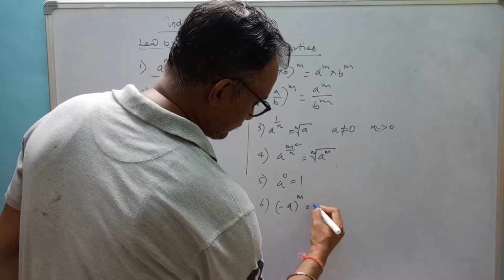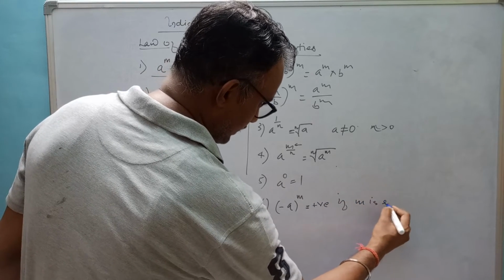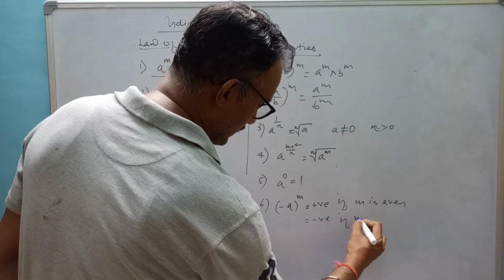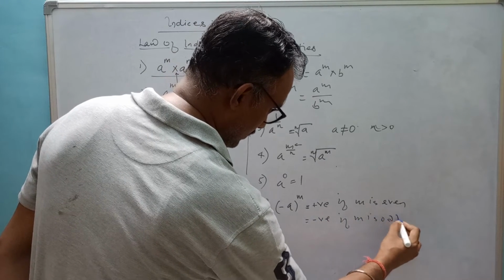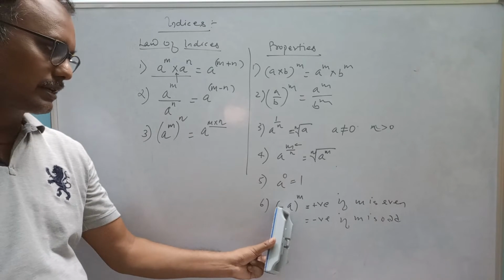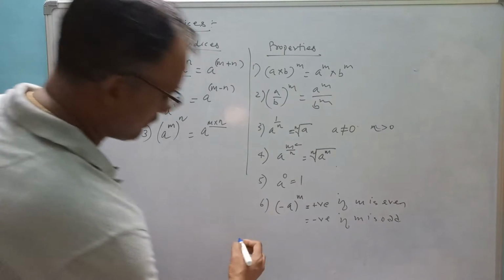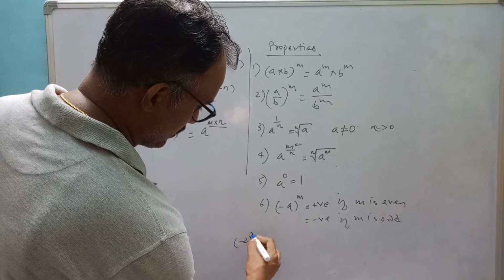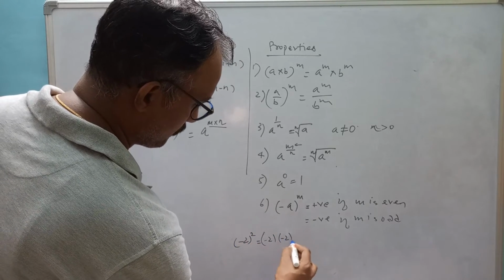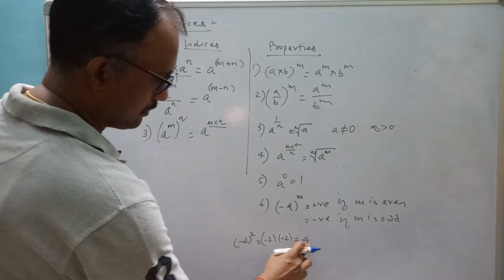Is positive if m is even, negative if m is odd. ठीक है? अगर कोई नेगेटिव नंबर है उसका इंडेक्सेस पॉजिटिव है, लाइक -2 का क्या होगा, that would be -2 multiplied by -2 would be 4, so it will become positive.